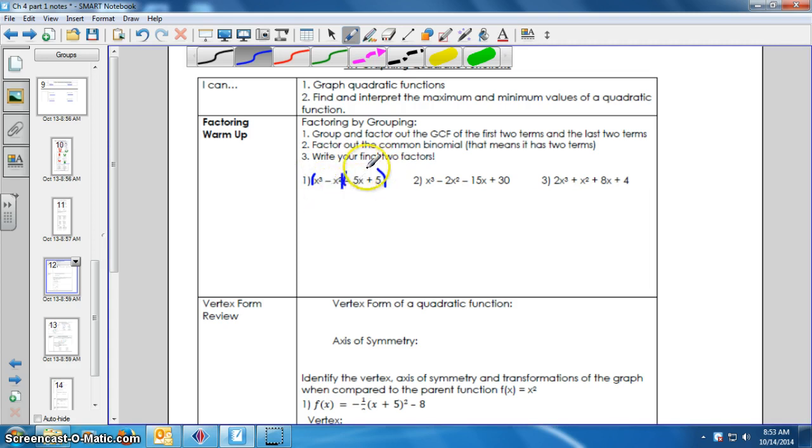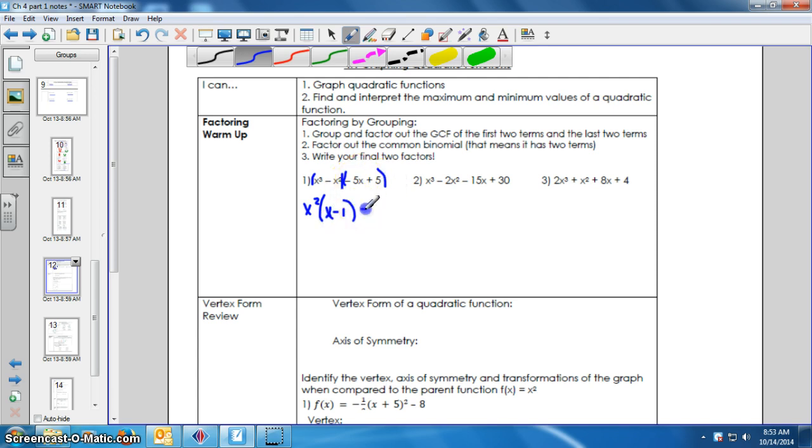So we're going to group the first two terms together and the last two terms. Then we're going to factor out the common binomial. So what's the biggest thing that I can pull out of these first two? An x squared. So that goes out front, and then I have an x minus 1 holds that place when I divide the same thing by the same thing.